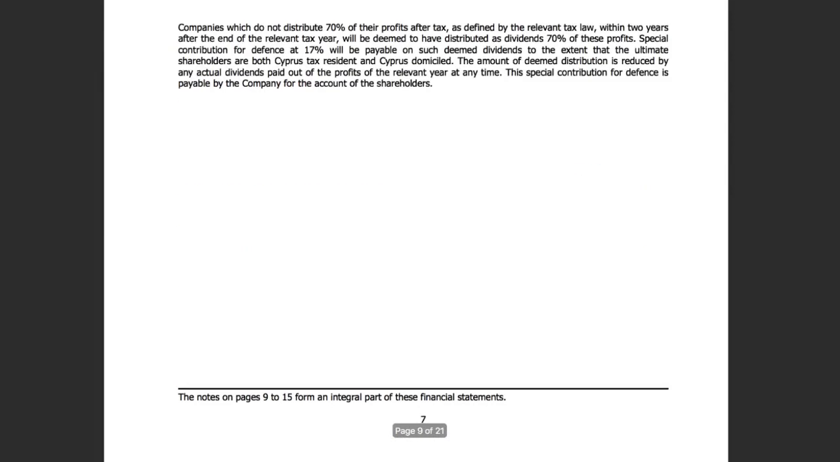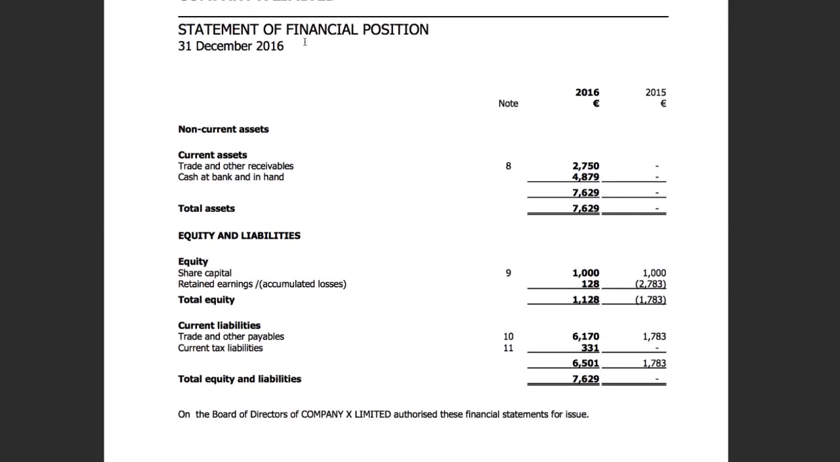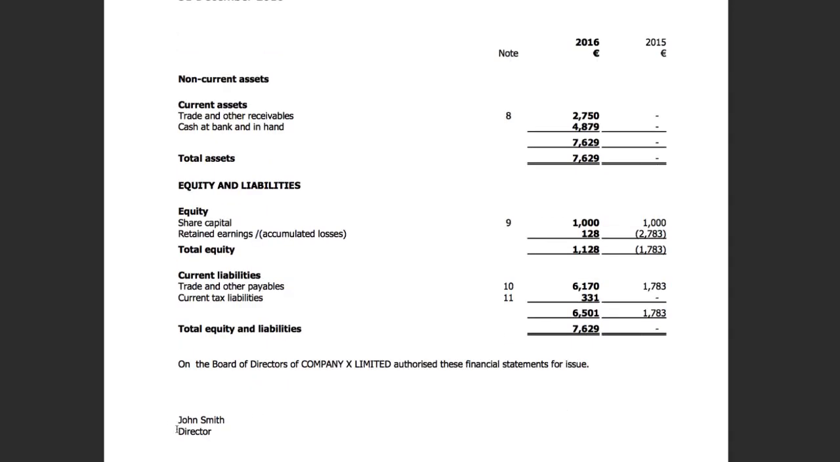So, page 5, we have seen the balance sheet of Company X Limited for the 31st of December 2016. Our conclusion can be that this company has 7,629 euros of assets and its equity is the equivalent, out of which it owes 6,501 euros to its shareholder and to the taxman, as we've seen before. The company director, John Smith, has to sign the balance sheet page here.